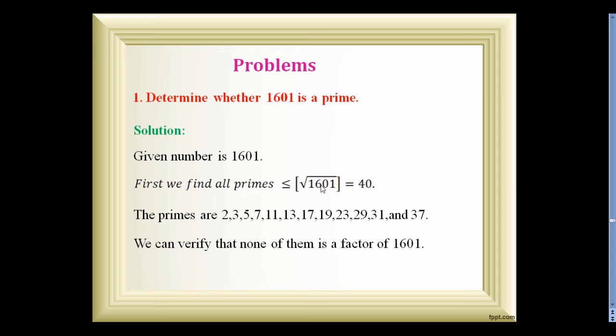But 40 squared is 1600. So obviously the square root of 1601 will not be less than 40. We can verify that none of them is a factor of 1601. So it cannot have a prime factor less than 40, it will obviously be more than 40 only. Therefore, 1601 is a prime, we say.